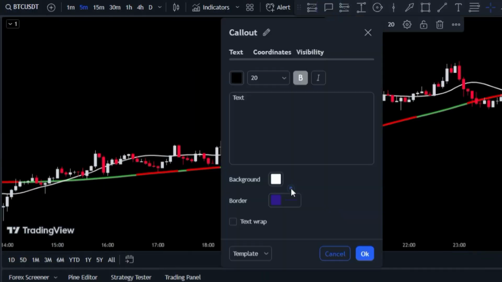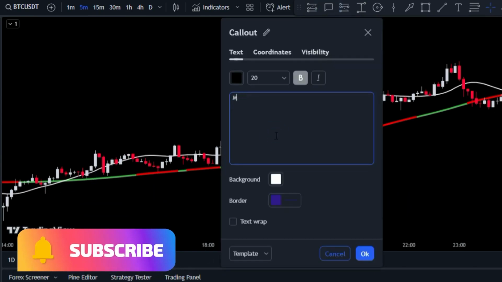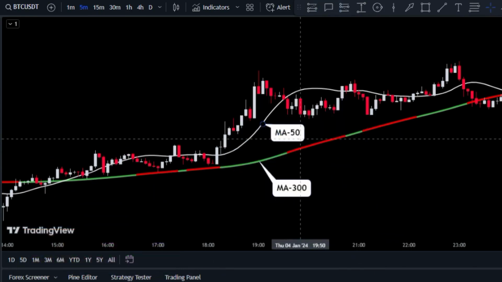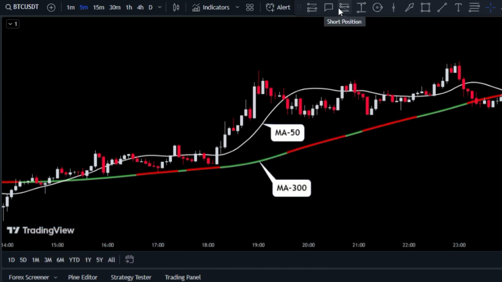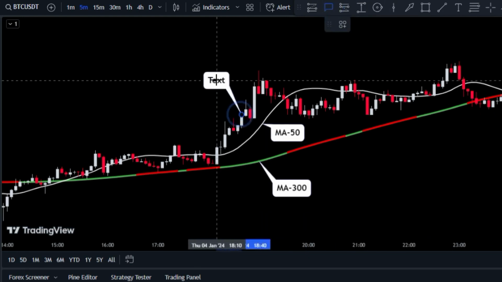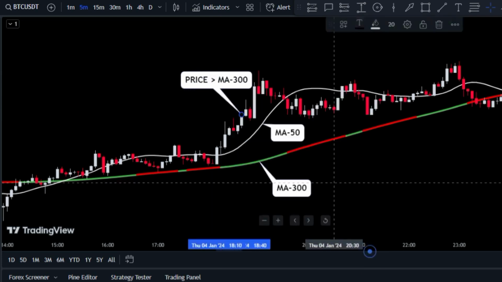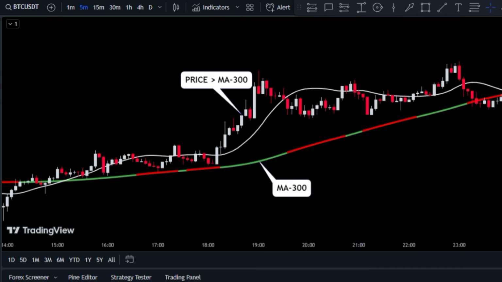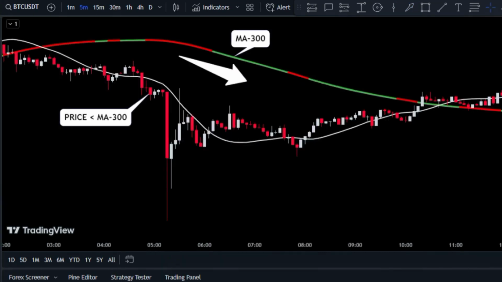So on our chart, we have two moving averages, one with a period of 300 and another with a period of 50. The 300 moving average is a key player in this strategy, helping us determine the overall market trend. If the price is above the 300 moving average, we can say that the market is on an uptrend. And if the price is below it, we're in a downtrend. But that's not all there is to it. Each minute of this video has some special insights to offer, so let's keep going.